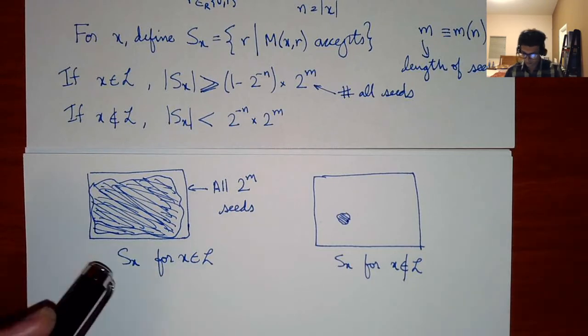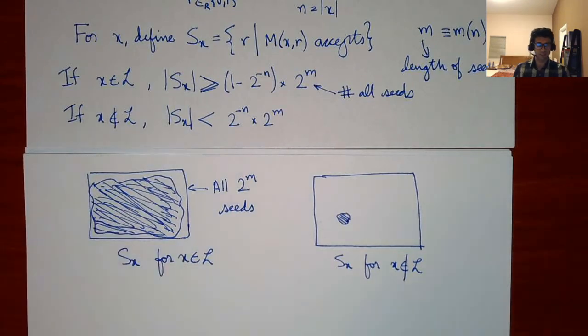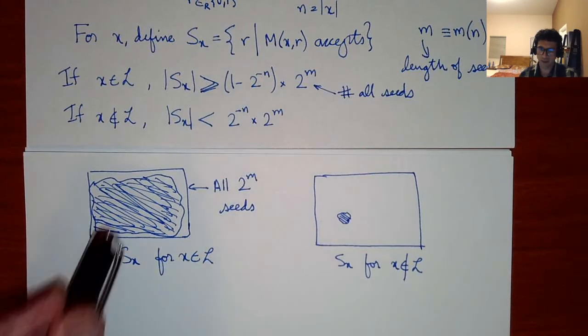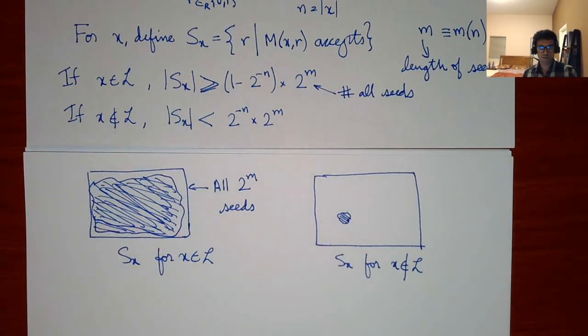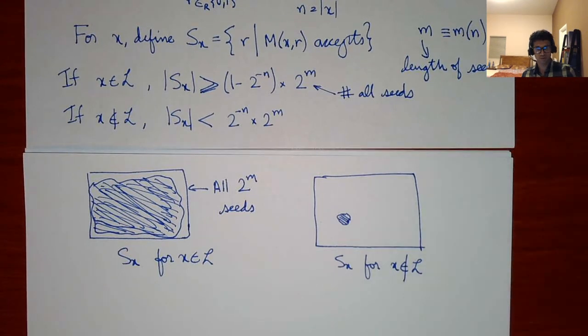Now, if S of x was actually everything, then it starts to look like co-NP, which is to say that when it's in the language, every setting works, and when it's not in the language, there are very few settings that make it work. And so what we're going to do is try to get that kind of an effect using quantification.